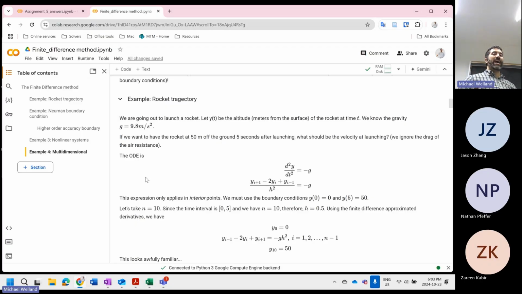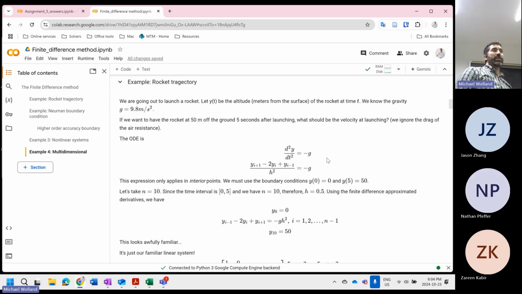So we want to have the rocket at an altitude of 50 meters after 5 seconds. t is 5, y is 50. What should the velocity be at the launch? How much gas do we need to give this thing? And we're ignoring air resistance because we're physicists. Eng phys, right? So the ODE is super simple. The second derivative is equal to negative acceleration of gravity.